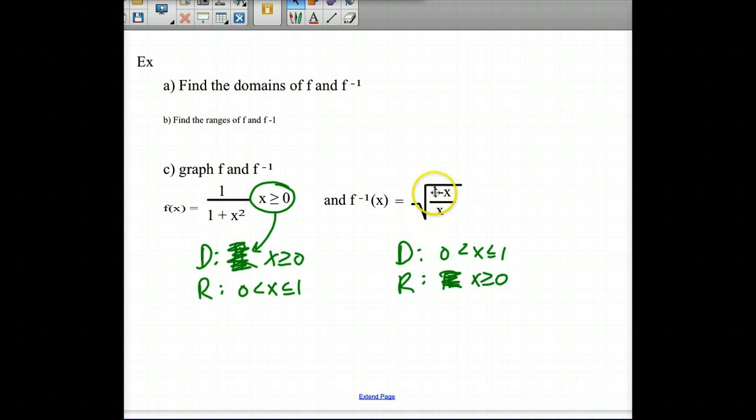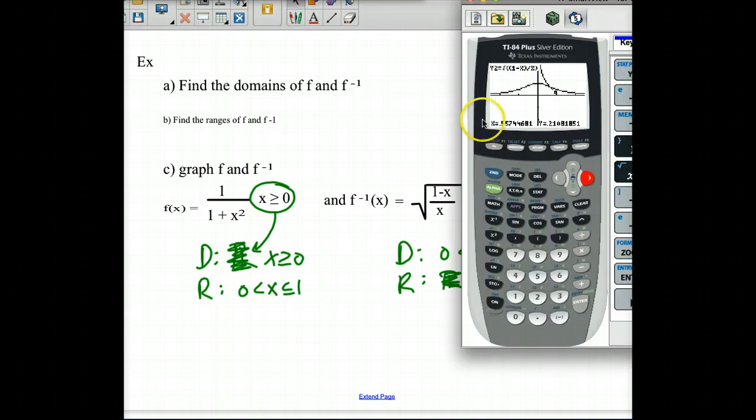We're going to send this to y1, and this one's going to be y2, and then we'll zoom in a little bit. This is what they look like. This arch here is y1, that's 1 over x squared, and we're only looking at x greater than or equal to 0, so we don't want any of this part here. And the range is from 0 to 1, not including 0, because it doesn't touch the x-axis, and it goes up to and including 1. And the graph does not go any higher than that.